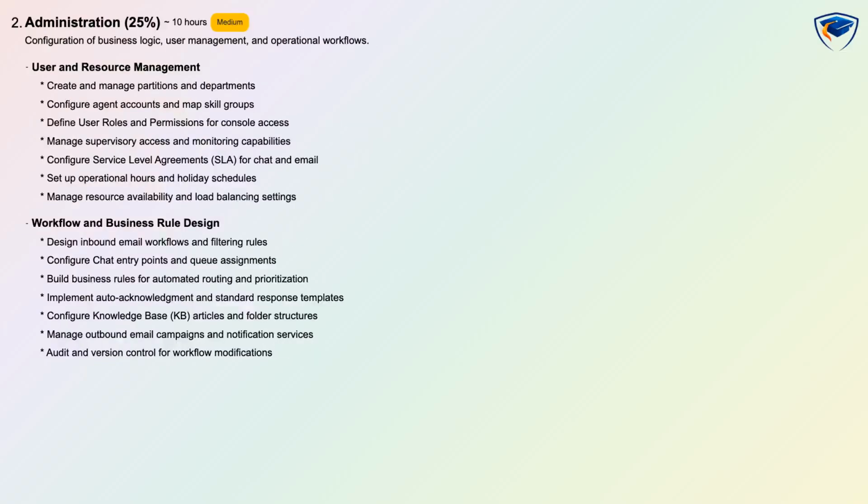Administration carries 25% of the exam, is medium difficulty, and has an estimated 10 hours of study with scenario-based assessment. You will learn user and resource management including partitions, departments, agent accounts, skill group mapping, and role-based permissions for console access. The domain also covers designing workflows and business rules for inbound email, chat entry points, automated routing, SLA configuration, knowledge base management, outbound email campaigns, and version control for workflow changes.